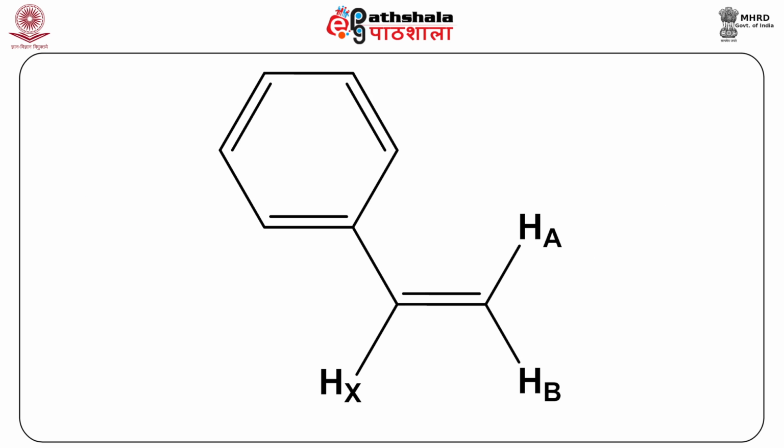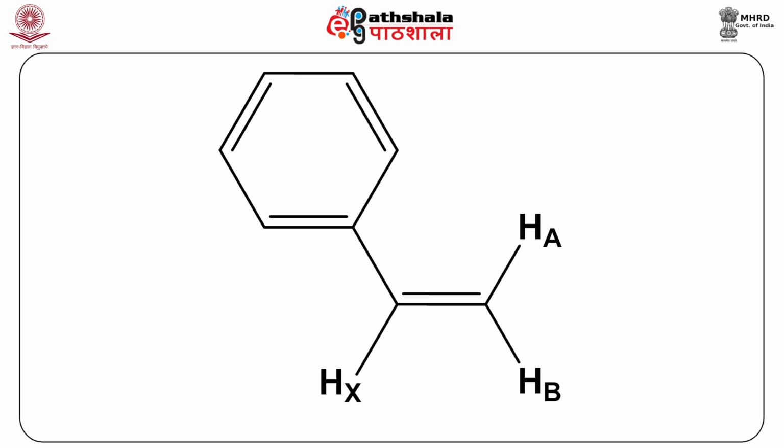Now, let us consider styrene as shown in the figure. In styrene, all the 3 vinylic protons are non-equivalent and hence have different chemical shifts, giving rise to 3 separate signals. The coupling constant between any 2 of the protons, that is JAB, is approximately equal to 2 Hertz, JAX is equal to 11 Hertz, and JBX is equal to 18 Hertz, which are different as I have told you.